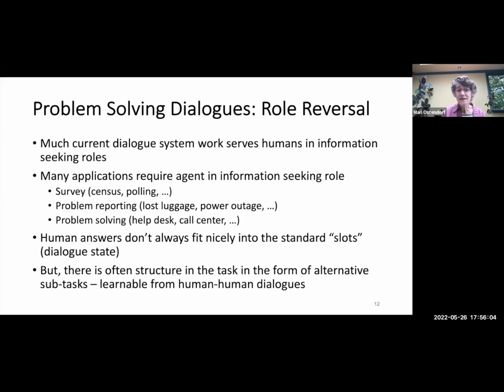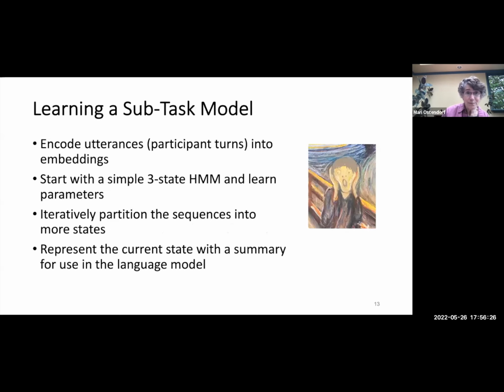On the other hand, typically there's a lot of structure to these problem solving dialogues. And agents have these steps and FAQs of things that they can do to solve things. And that structure, which is in the form of subtasks, is learnable from human-human dialogues. So the idea, we've been playing around with call center dialogues, which I can't give you examples of because of private information, but also simple other types of dialogues that are in shared tasks.